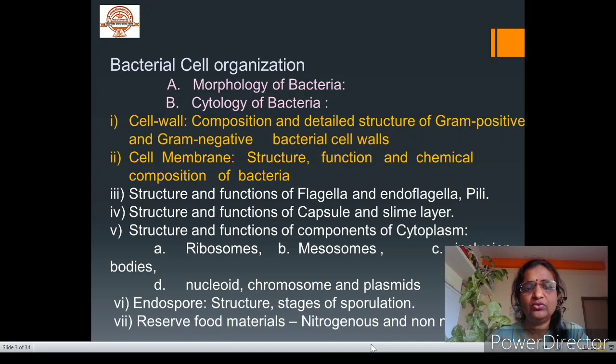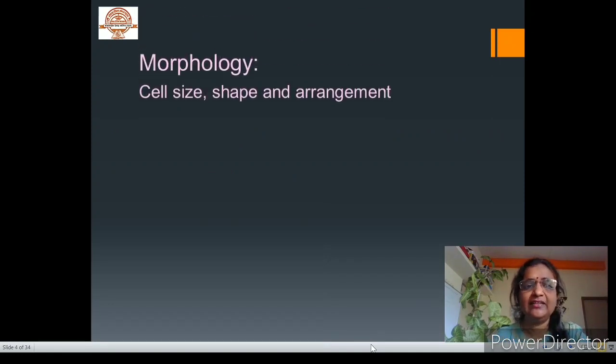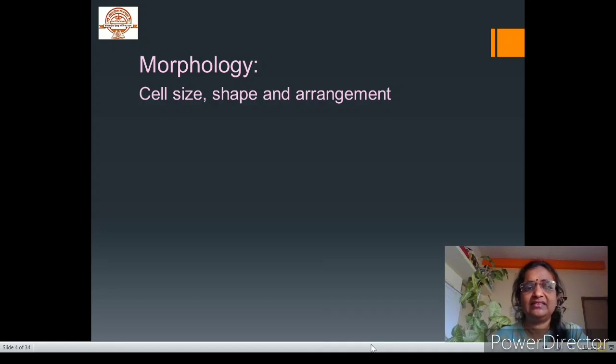Now let us go to the first part of the bacterial cell organization, and that is morphology. Though it is very basic, it is essential to study how bacteria look under the microscope because morphology is the character used for the classification of bacteria. Now what is the morphology of a bacterial cell? All of you know morpho means external, so it is the study of external characters. In the case of bacteria, external characters are cell size, shape and arrangement. So the study of cell size, shape and arrangement of bacteria is called morphology.